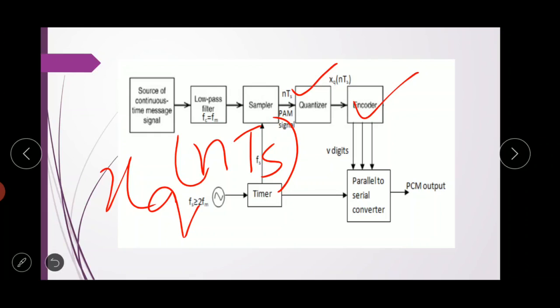An oscillator generates the clock signal for the sample and hold circuit and the parallel to serial converter. This one.